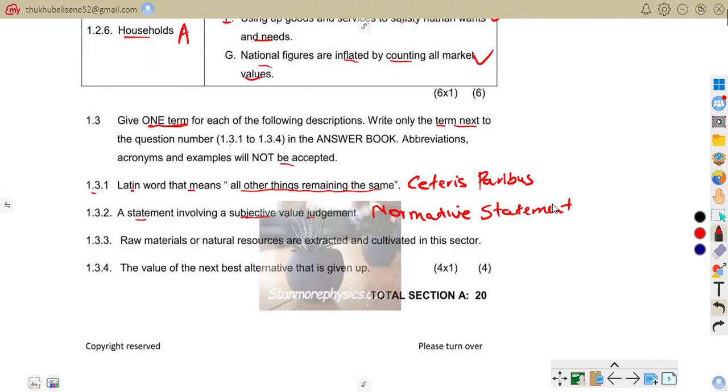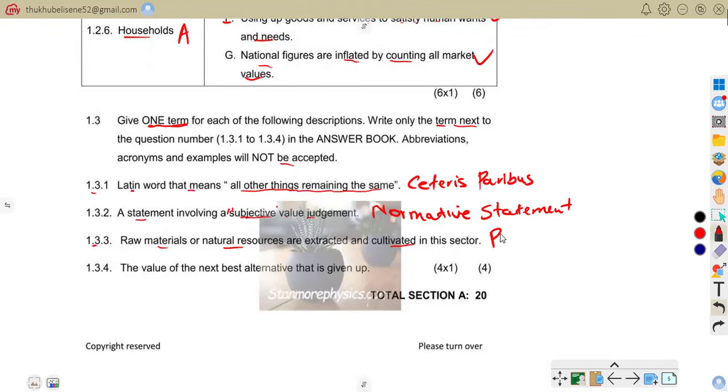For example, you can say the government should reduce taxes. That is a normative statement. It's based on opinion. That is why we are saying a statement involving subjective value judgment. So it talks about a statement that is based on opinions. Hope you're together. 1.33. Raw materials or natural resources are extracted and cultivated in this sector.